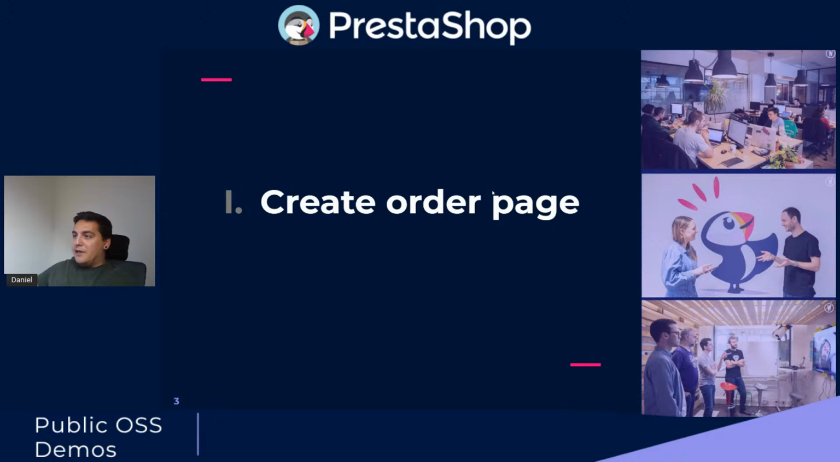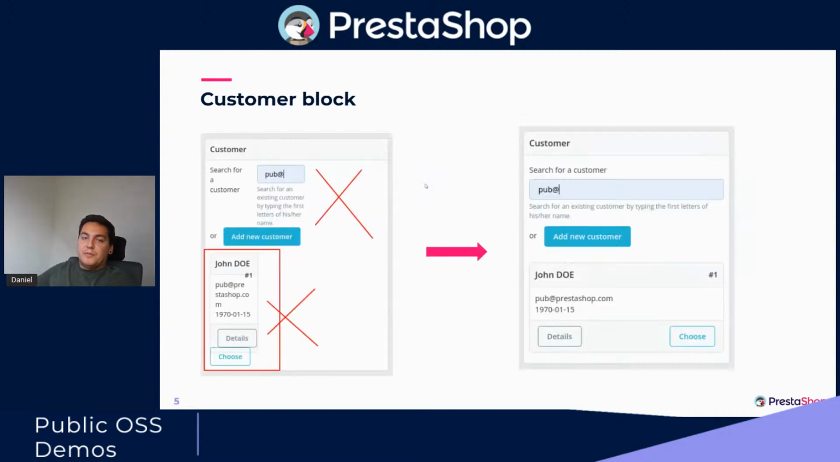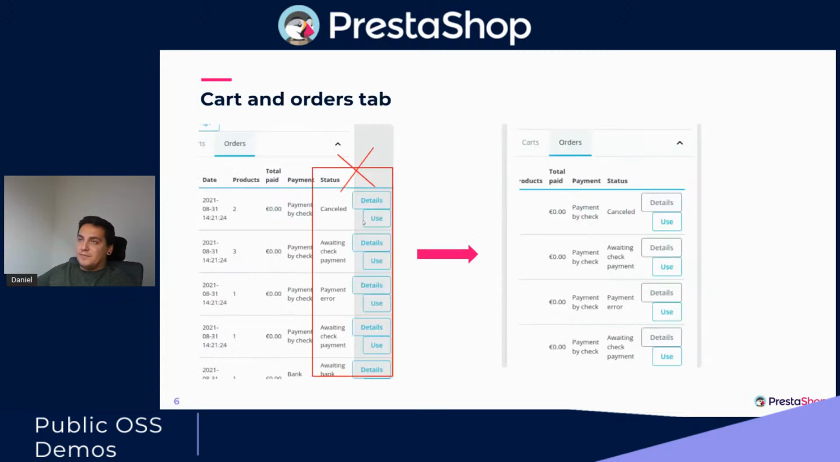So the create order page. I completely went through the page and fixed all the issues with responsiveness. It should work fine on all screen sizes, all resolutions, all devices. So I prepared some screenshots for you. You can see how, for example, the customer search block looked before, how it looks now. There was a lot of wasted space on the left. We fixed the tables by using the Bootstrap class, table-responsive, that will allow it to overflow, but not out of the screen, but it will show us a scroll bar.